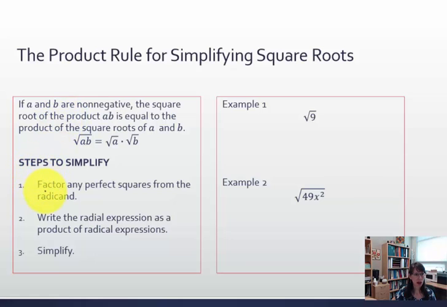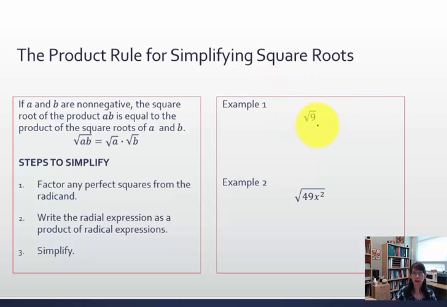So the steps to simplify are to factor any perfect squares from the radicand. In other words, by separating these factors of a and b, we really are hoping that either a is a perfect square or b is a perfect square. Of course, if they both are, that's fine. But if at least one of them is a perfect square, that is what allows us to simplify the radical expression. So we will write radical expressions as the product of radical expressions, and then simplify if there are any perfect squares. In our first example, we have the square root of 9.